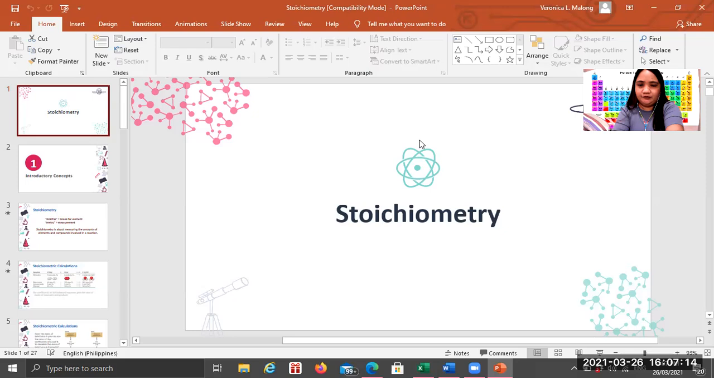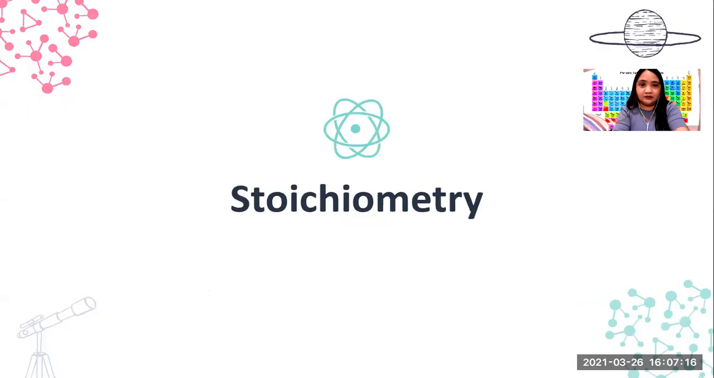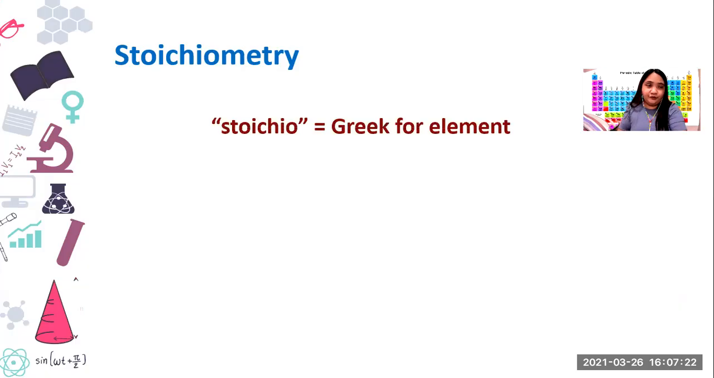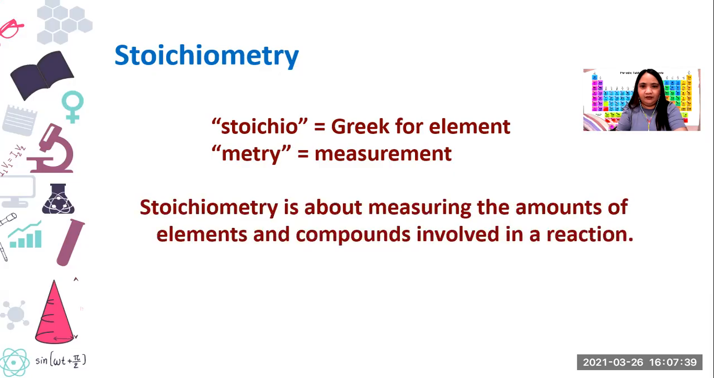It actually comes from two words, stoichio and, of course, metry. Stoichio means element. It's a Greek word which stands for element, and then metry, you know that already. It's a very common term. It stands for measurement. So what do we do in stoichiometry? It is about measuring the amounts of elements and compounds involved in the reaction.